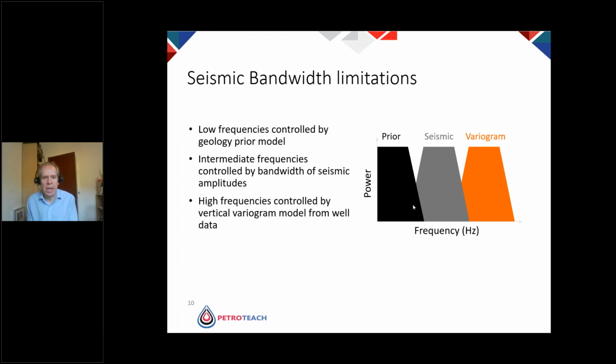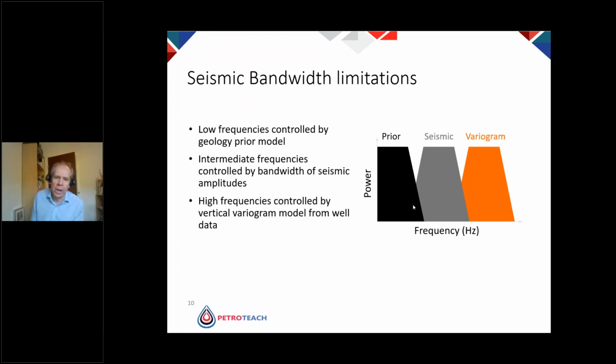So the low frequencies we can get from either the geology or the velocity analysis for the seismic. The middle frequencies we get from the seismic, and then the high frequencies we've got to get from a variogram model from the geology. So if we have plenty of wells, 10 or 20 wells, we can get maybe an accurate variogram.